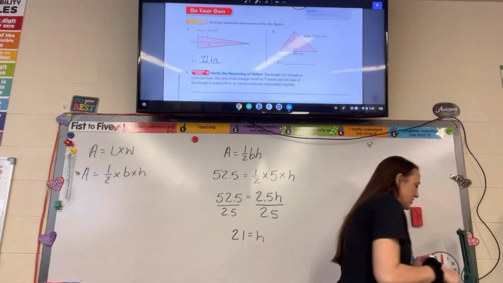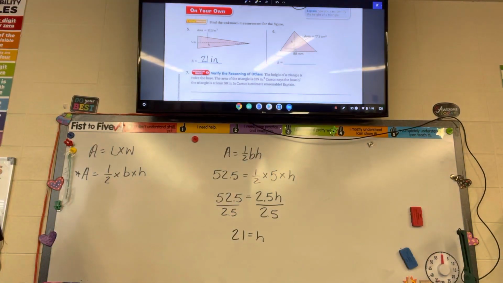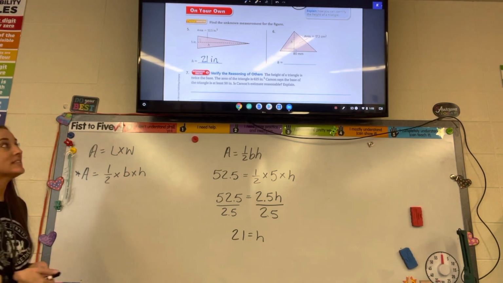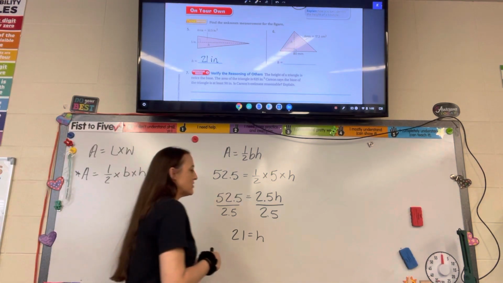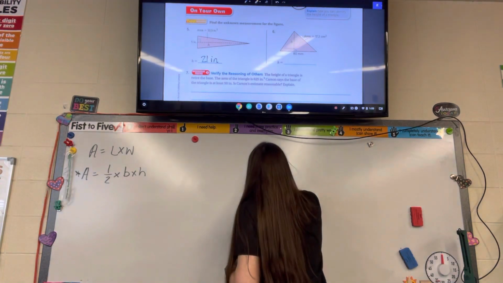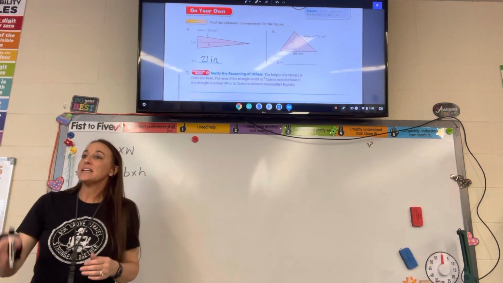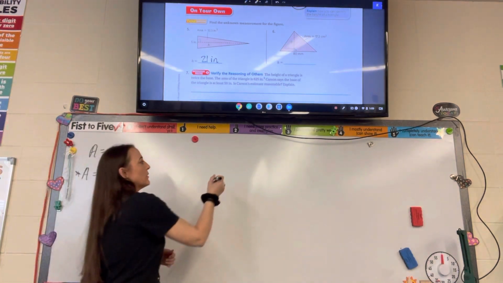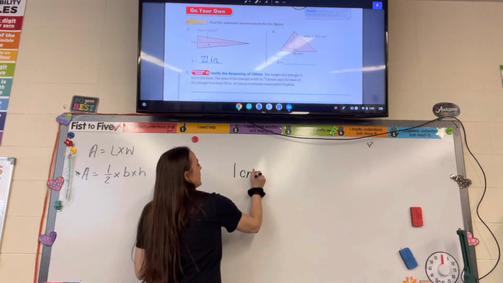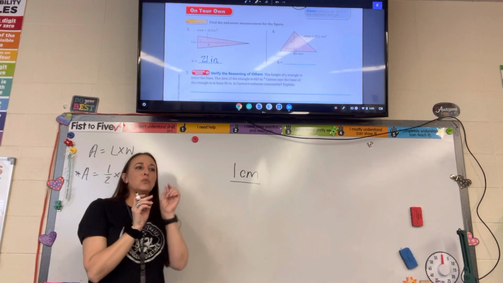Okay. Do you notice anything different about number 6? Reese? They're different units of measurement. Yes, there are different units of measurement. They tried to trick us. Nice job, Reese. So we have millimeters for the base, but the area is given to us in centimeters. So that means we want the base and the height in centimeters. So if you remember, how many little tiny millimeters are there in 1 centimeter?